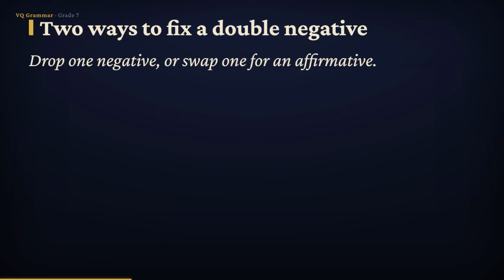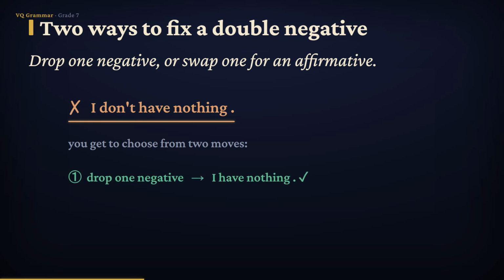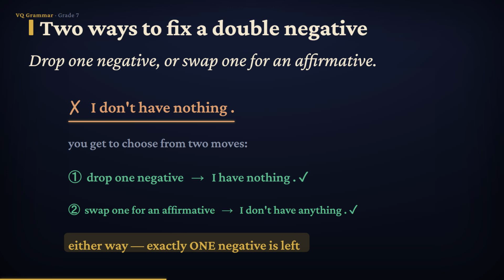Once you spot a double negative, fixing it is easy, and you get to choose from two moves. Here's our troublemaker again. I don't have nothing. First move, drop one of the negatives. If I remove don't, I get I have nothing. Clean and correct. Second move, keep one negative, but swap the other for an affirmative word. If I change nothing to anything, I get I don't have anything. Also correct. Notice that either way, exactly one negative is left standing.